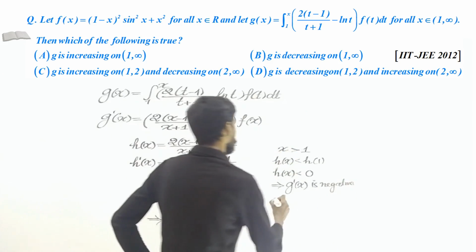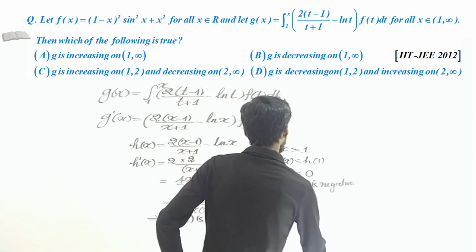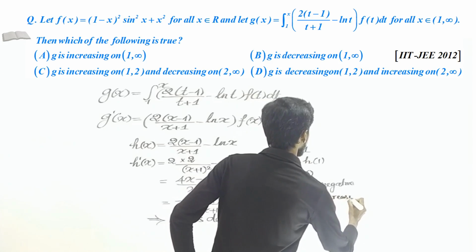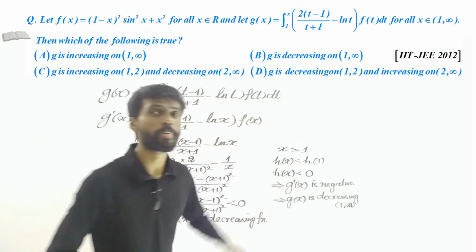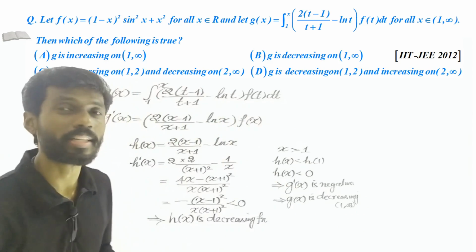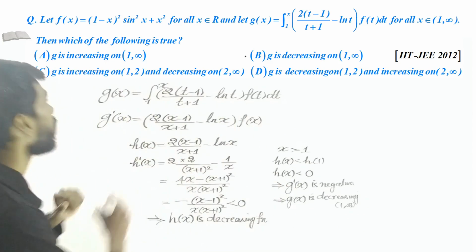So this implies g of x is a decreasing function in the interval 1 to infinity, because we have taken x to be greater than 1. That means in the interval 1 to infinity, g of x is a decreasing function. Alright, so that is the answer.